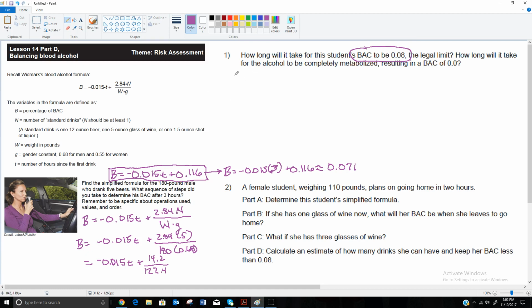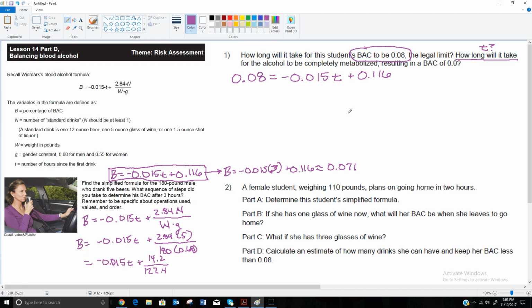But it says we want the blood alcohol content to be 0.08. So in this formula, we're going to put 0.08 for the B, and then that's going to equal negative 0.015, and we're going to leave T as an unknown because it wants to know how long will it take. So T is what's in question here. And we're still going to have plus 0.116 because that was part of that simplified formula. So we have this simplified formula now where instead of inserting a T and finding out what B is, we're going to put in a B that we want. We want that blood alcohol content to be 0.08, and we're going to try to figure out what T is.